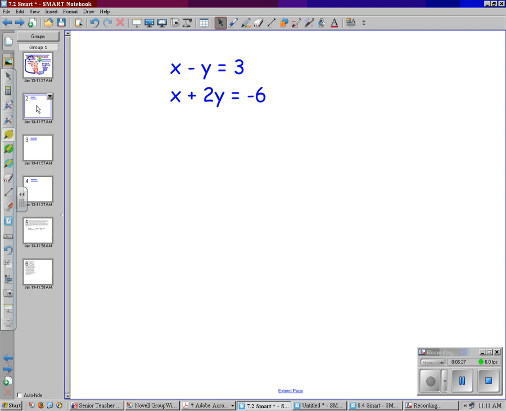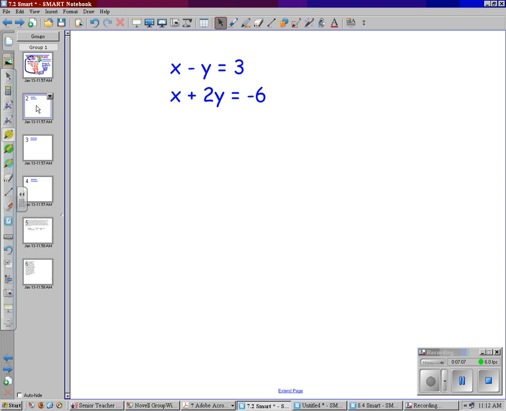I have x minus y equals 3 and x plus 2y equals negative 6. As you're jotting this system down, think about which variable do I want to solve for in which equation? Because there are 3 good choices up there, I'm going to give you a hint that you usually want to solve for one of the variables that has a 1 or a negative 1 in front of it. Solve for a variable that has a 1 or a negative 1.